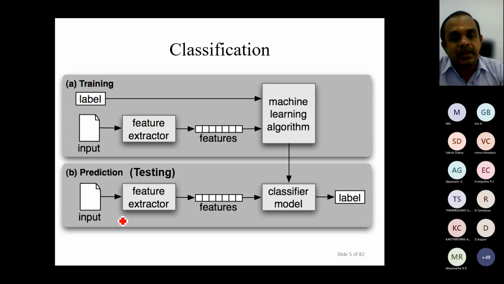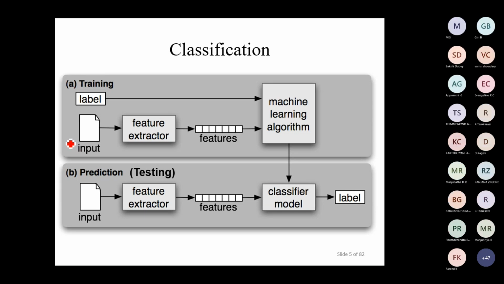And in classification, we have two important things to be considered: training and testing. In training, we have input, and a feature extractor is used to extract the features, and we give them to the machine learning algorithm. Usually they go with 70% training, 30% testing, or 60-40, or 80-20. These are the various options they go with.